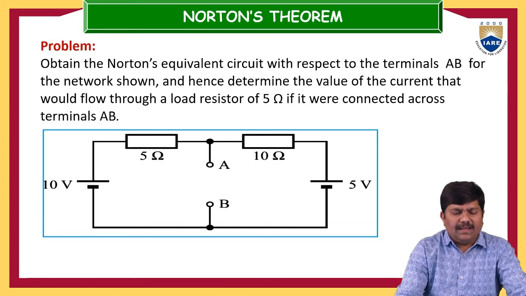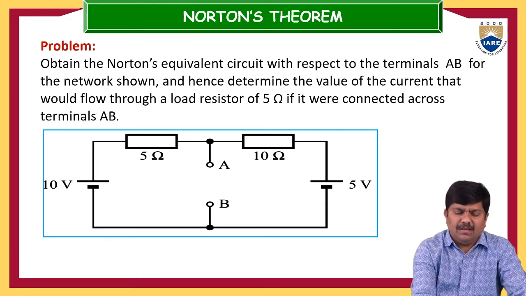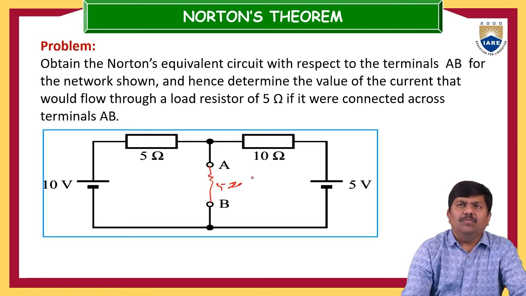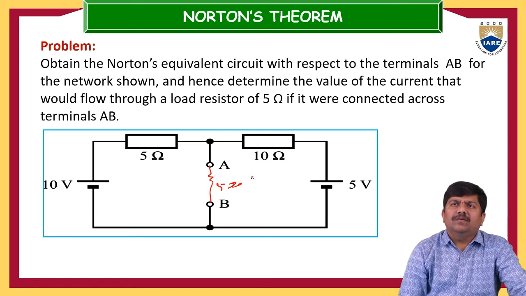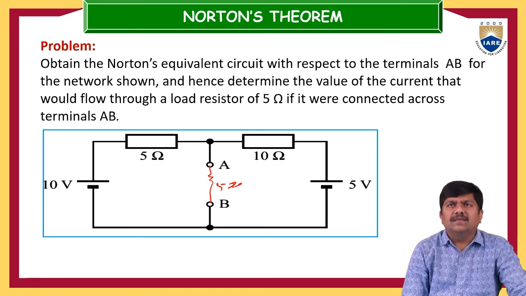So let us take a simple problem. Obtain the Norton's equivalent circuit with respect to the terminals AB for the network shown, and hence determine the value of the current that would flow through a load resistor of 5 ohm if it were connected across terminals A and B. So if a load resistor of 5 ohm is connected between them, how are we going to get the current through the 5 ohm resistance by using Norton's theorem?